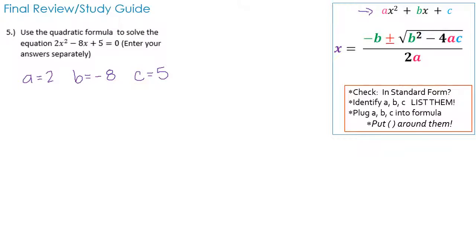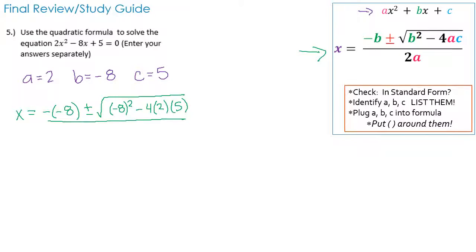Now we simply plug them into our handy dandy quadratic formula over here and simplify. So we have x is equal to opposite b, so opposite of negative 8, plus or minus the square root of b squared, so negative 8 all squared, minus 4 times a, 2, times c, which is 5, all over 2a, so 2 times 2.